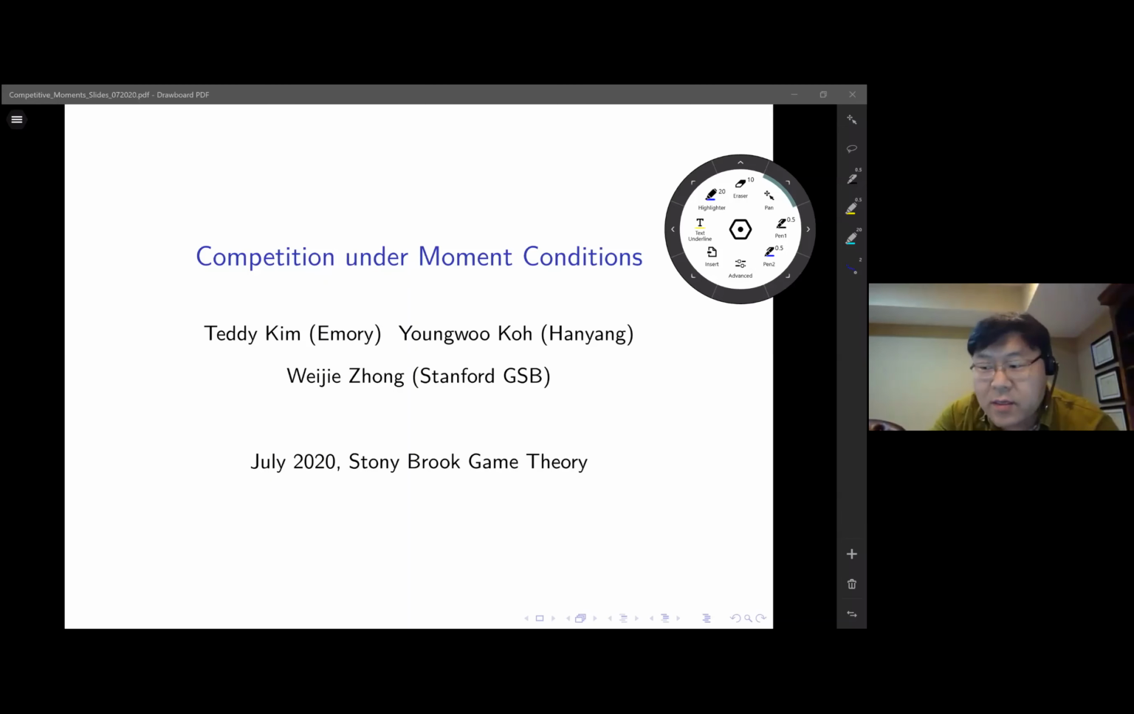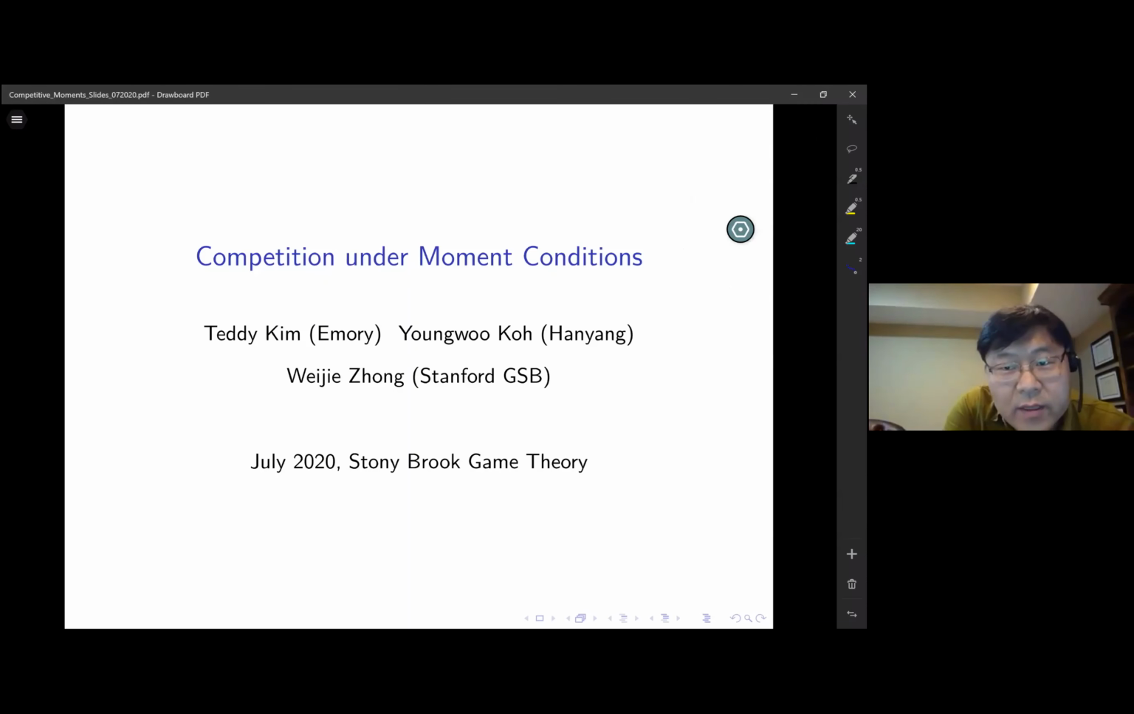So this is joint work with Young-woo Ko at Hanyang University in Korea and Wei-jae Jung at Stanford. Young-woo couldn't join us because it's 2:30 a.m. in Korea, and so I thought that Wei-jae is going to come and answer all hard questions, but somehow I'm not seeing him. But please give me any questions.